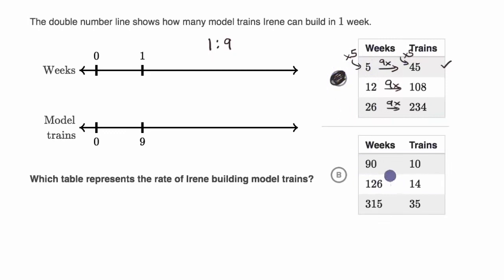But let's just make sure that this one doesn't work. Well, over here, the ratio of weeks to trains is 9 to 1, not 1 to 9. The trains should be 9 times the weeks, while here the weeks is 9 times the trains. So just looking at that first one, we know that this is not going to work out. Let's do one last example.